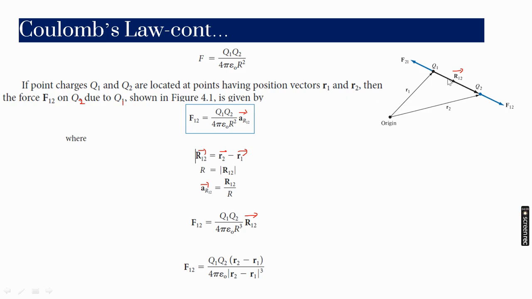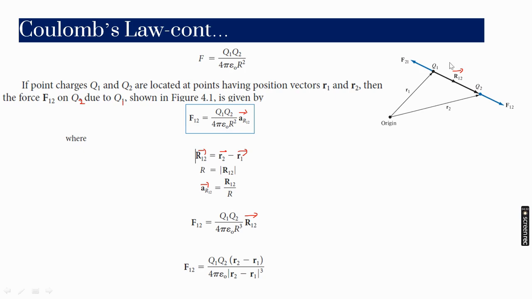So the R12 vector is the R2 vector minus the R1 vector. If we substitute the value of the unit vector R12 cap, it is the vector divided by its magnitude. The magnitude I am not writing like this, I am just replacing it by capital R. So if I substitute here, because the magnitude is already there as R square, for a unit vector I will get one more R, so R cube into R12 cap.